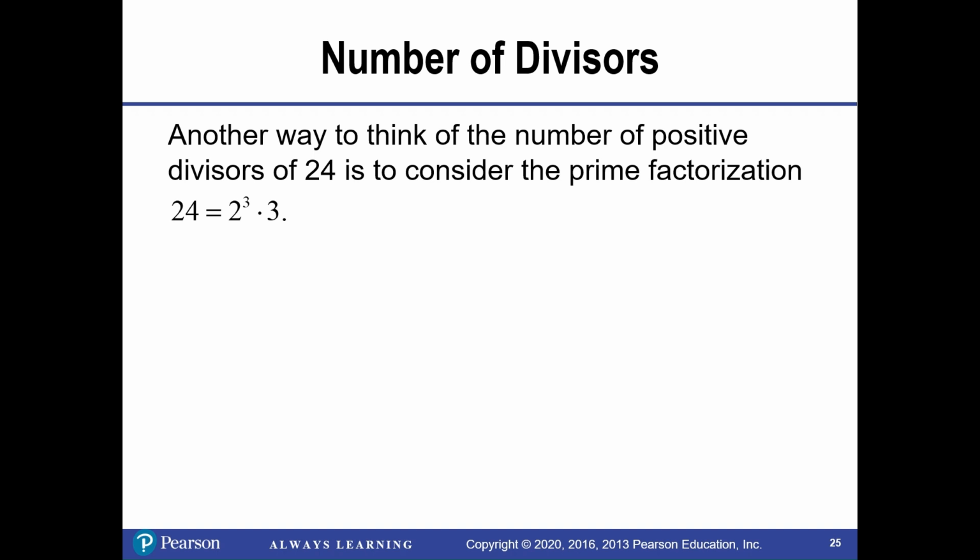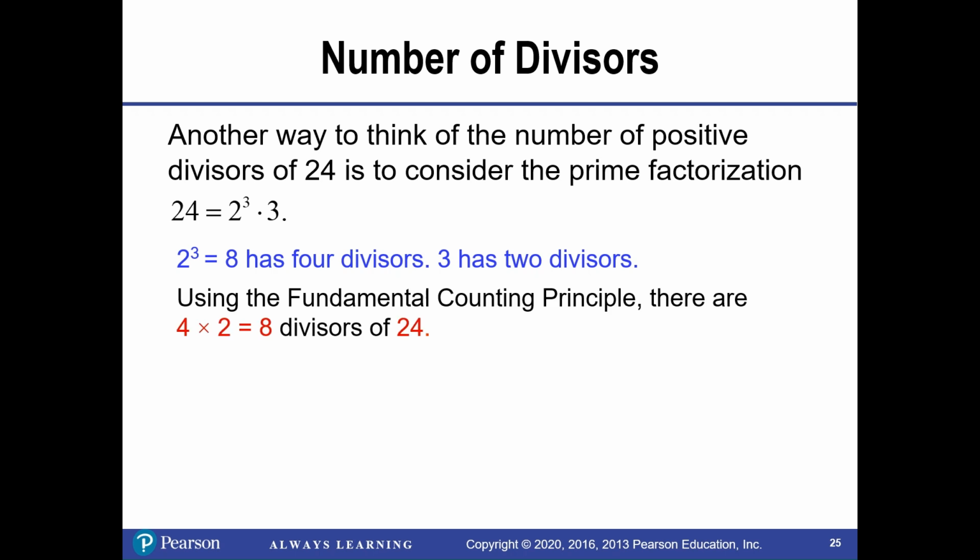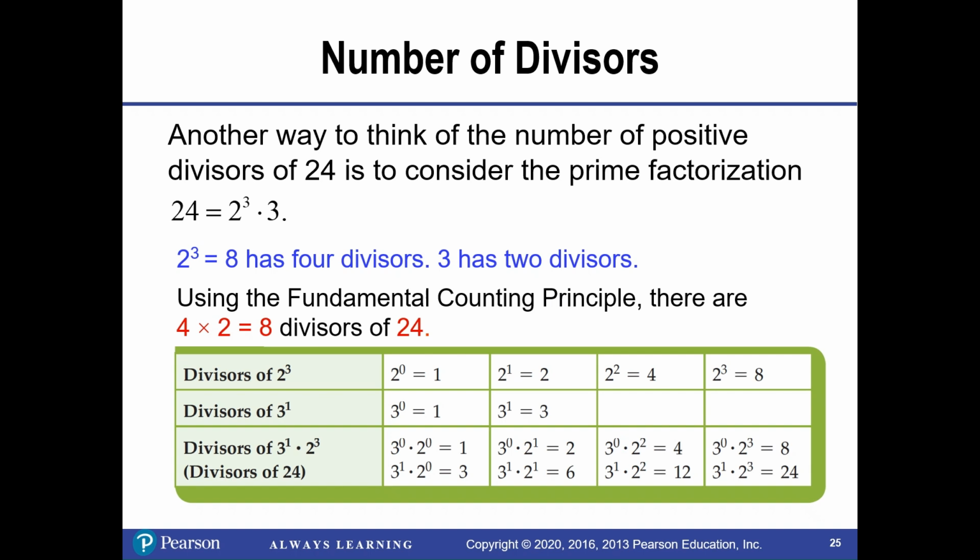Another way we can figure out the number of positive divisors of a number is to think about its prime factorization. So if I want to figure out how many positive divisors 24 has, I would first find the prime factorization of 24, which is 2 cubed times 3. Notice that 2 cubed, which is 8, has 4 divisors, and 3 has 2 divisors. So we can use what's called the fundamental counting principle to determine that there are 4 times 2, or 8, divisors of 24.